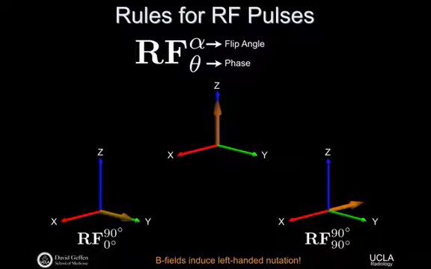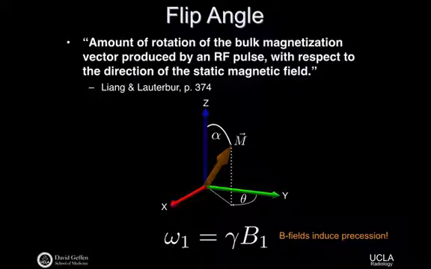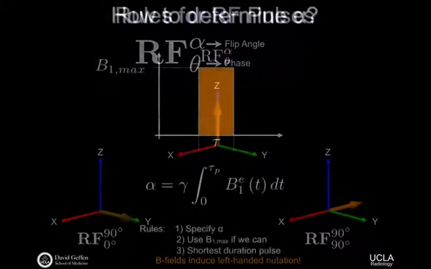Omega 1 is the frequency of nutation, correct. Oh, that's it. Yeah, I didn't mean to say it that way. That's exactly right. So he's just pointing out that omega 1 is the frequency of nutation. If I said precession, it was by accident. It's a good catch.